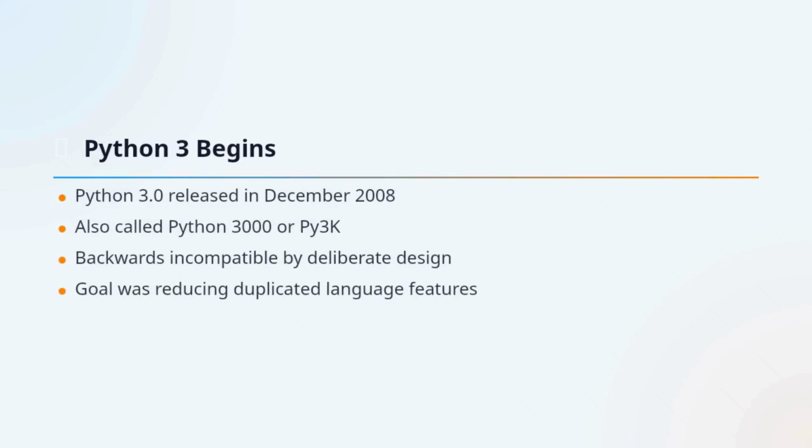Python 3.0 was released on December 3, 2008, and it marked a major reset for the language. It was intentionally backwards incompatible because the developers wanted to fix deeper design issues that could not be solved cleanly within the 2.x line. A key idea behind Python 3 was reducing duplication, so there would be fewer old and overlapping ways to do the same thing. This followed the Zen of Python idea that there should be one obvious way to do it.